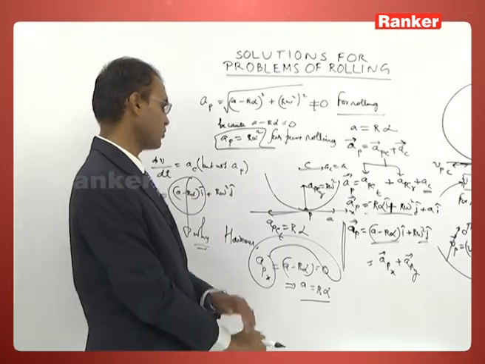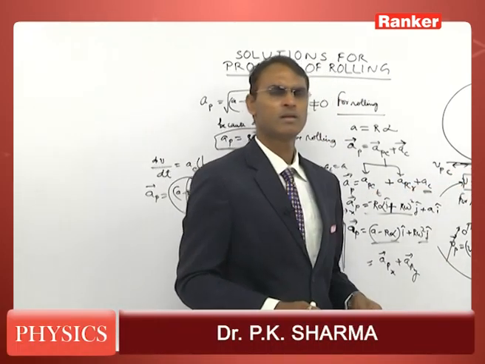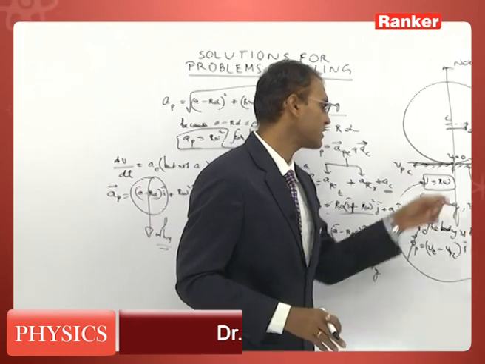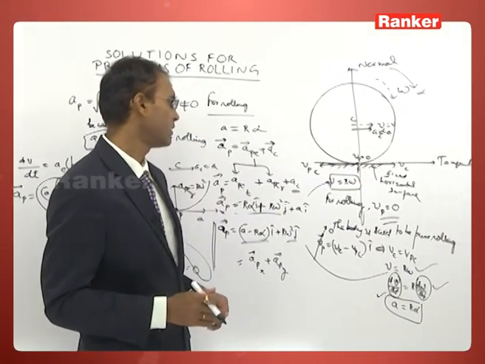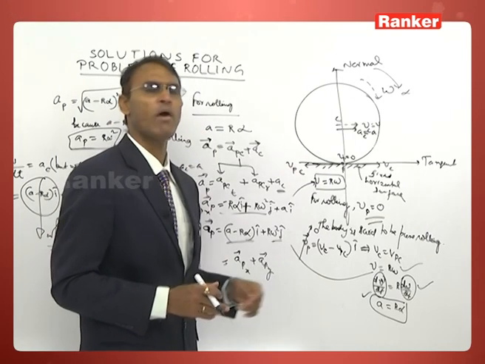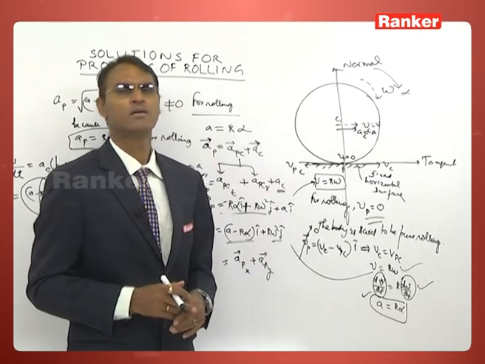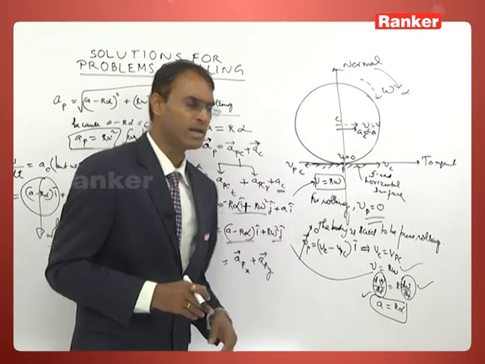This is the question I posed. Why should the acceleration of this particle, the acceleration of this lowest point, the rate of change of velocity of the lowest point along this direction, be 0? That is an interesting question.